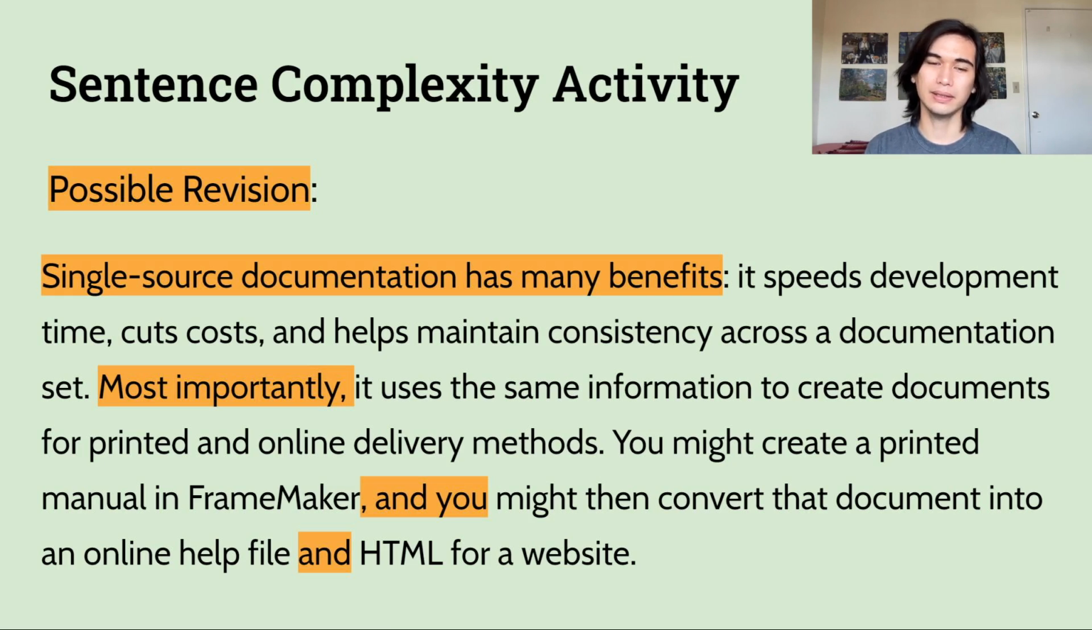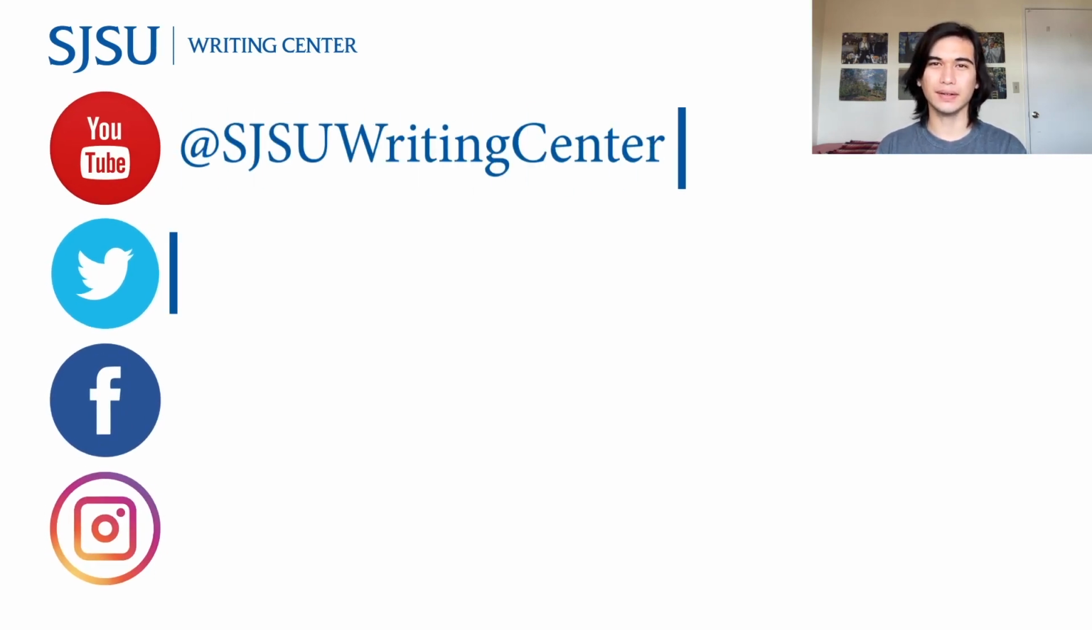You might create a printed manual in FrameMaker, and you might then convert that document into an online help file and HTML for a website. The first change is that the writer grouped together all the benefits of single-source documentation into a list that is introduced by a colon. The second change is the use of a transition phrase that directs the reader's attention to an important piece of information. Finally, the writer combines similar ideas, like converting the document into an online file or an HTML, into a single sentence using and.